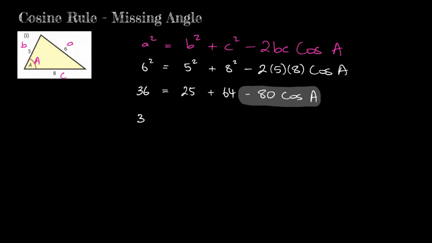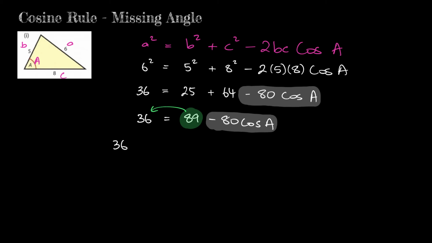So if we say 36 is equal to 25 plus 64 will give us 89 minus 80 cos of A. Okay, so again, if we can get this by itself, then we can work with it towards finding out what A is. So what I'm going to do is take the 89 and bring it over to the other side, because that will allow me to work out what the value of A is. So when it comes across, it turns into minus 89. So 36 minus 89 is equal to minus 80 cos A.